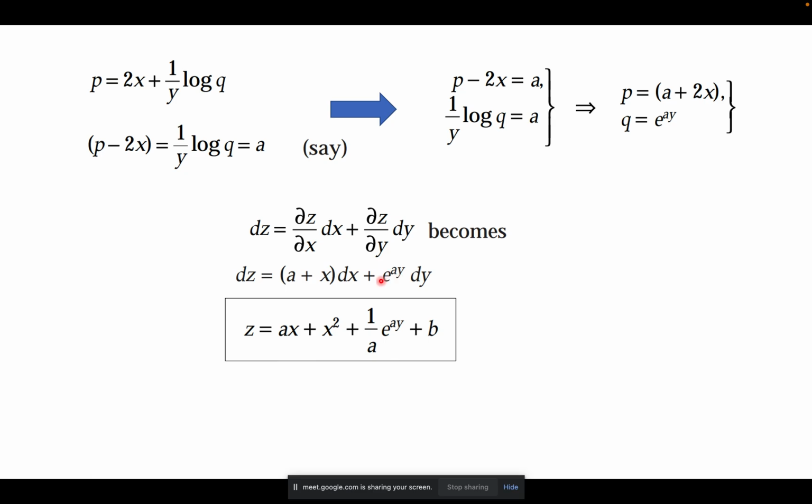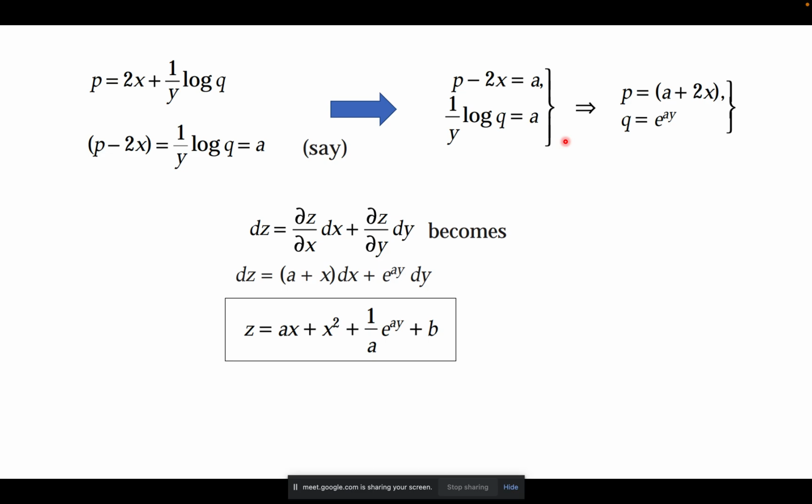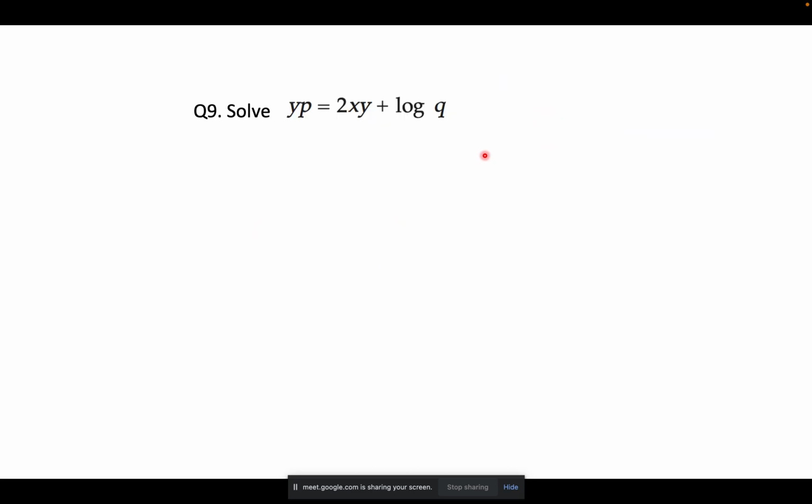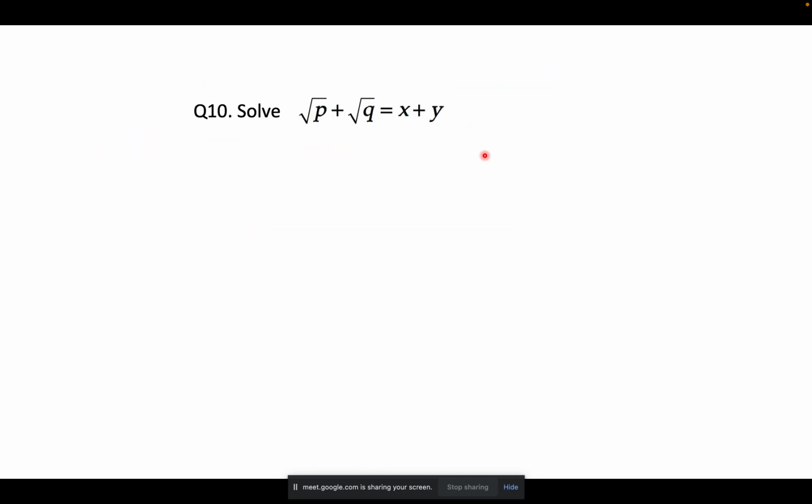And similarly the integration of e power ay will be e power ay upon a, and you have some constant. So this is the solution of such type of partial differential equation which are of this form, which is nothing but the third form, which is the variable separable form. Okay, so I hope you got the idea of how to solve such problems, and you can find such type of problems in the assignment, and you can solve them, and you will feel it's very easy if you do them by this method.